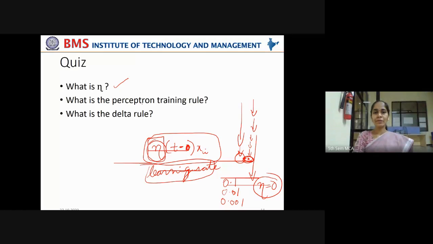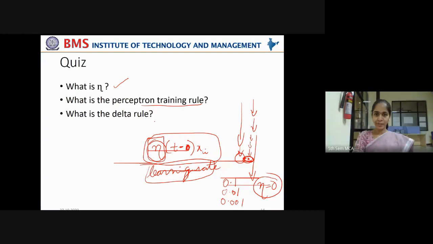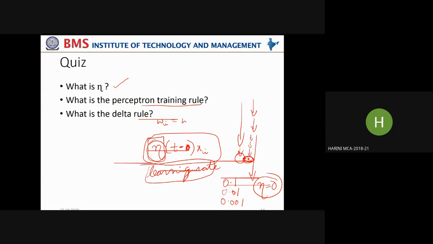Okay, what is the perceptron training rule? Just the equation, can anybody give? Algorithm. The algorithm would automatically adjust the weight coefficients. Very good. It will automatically adjust the weight coefficients so that it reaches optimal coefficients.